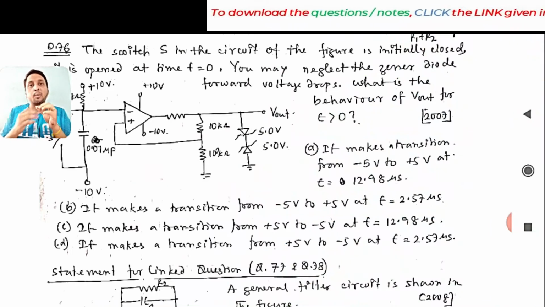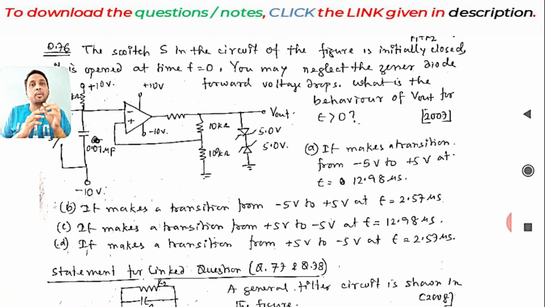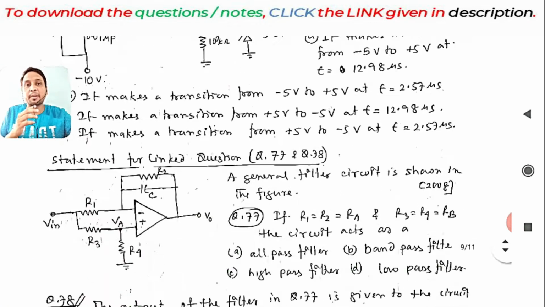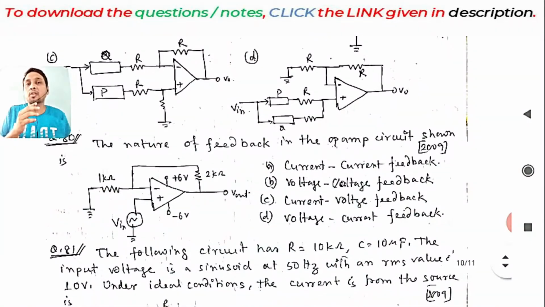Okay students, welcome you all to this new lecture on analog electronics GATE series. So today we will be solving again 5 questions from question number 76 onward: 76, 77, 78, 79 and 80. Okay, then let's try to solve these questions.